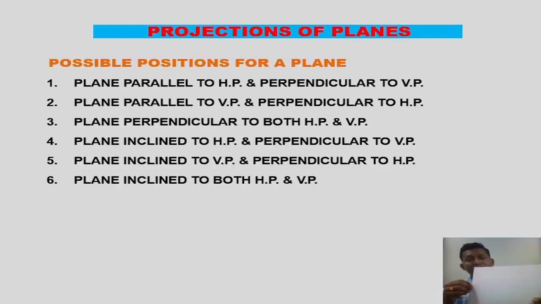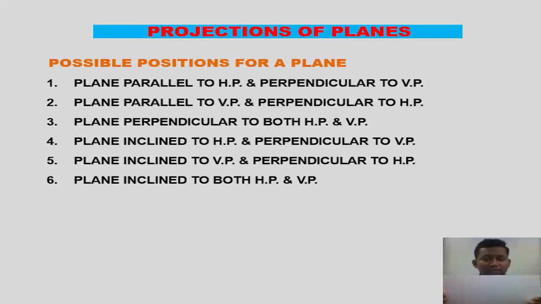That's why we make it parallel to whichever plane the inclination is given. Here the inclination is given to the vertical plane, so we are making the plane parallel to VP. In the front view you can see the true shape, and in the top view it will appear like a line. That line is the distance you are supposed to incline to the vertical plane, and finally in the front view you are going to get the reduced shape of the plane.